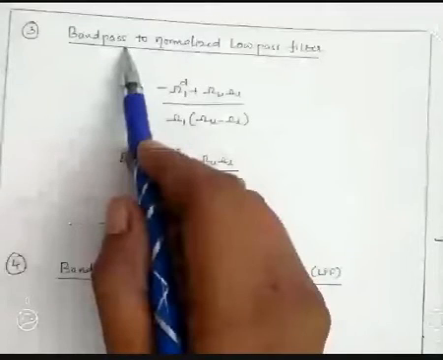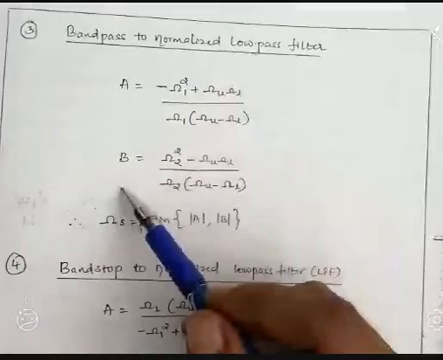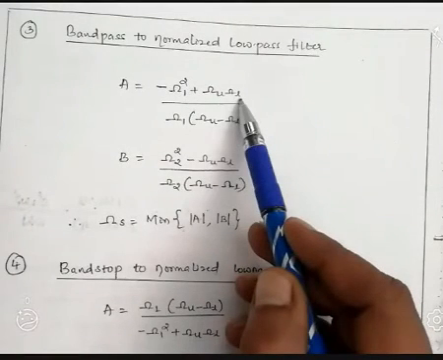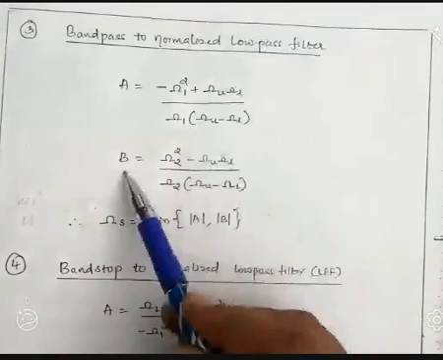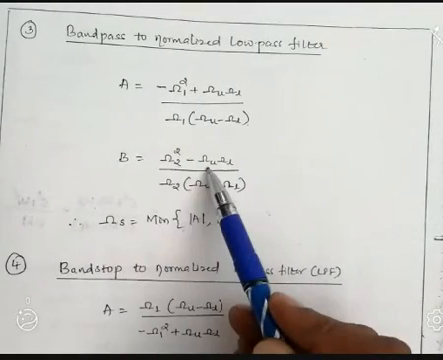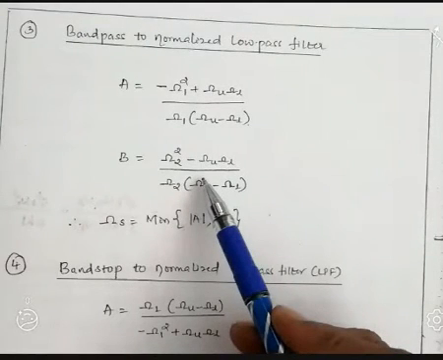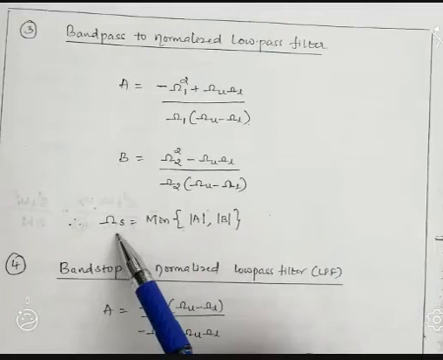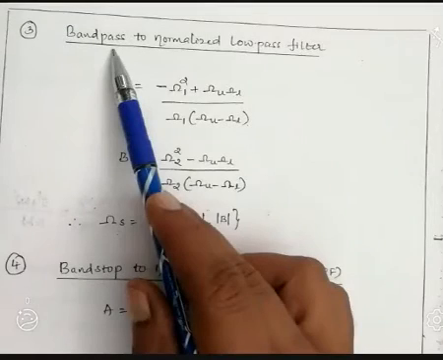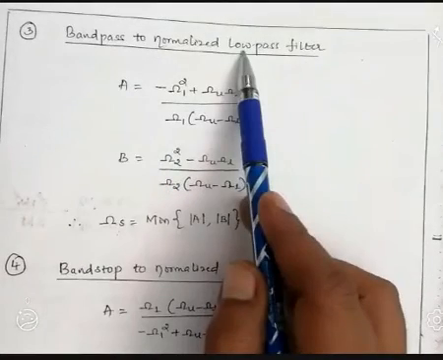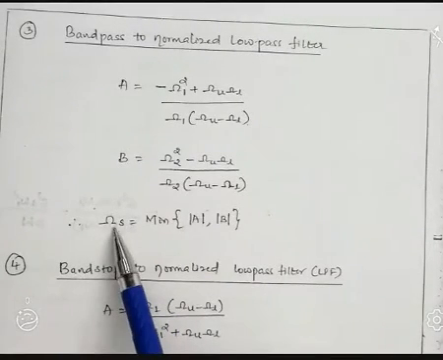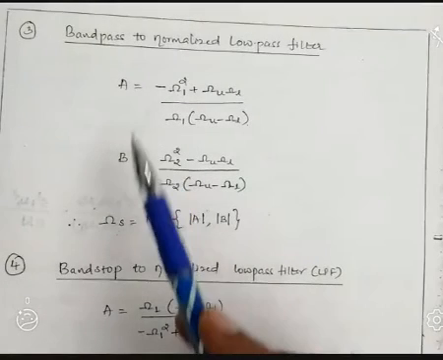Next case is band pass filter of desired frequency to normalized low pass filter, which is done by A equal to minus omega 1 square plus omega u omega l divided by omega 1 multiplied by omega u minus omega l, and B equal to omega 2 square minus omega u into omega l divided by omega 2 multiplied by the higher band frequency minus the lower band frequency. Then omega s equal to the minimum of these two values is the final equation, with which we convert band pass to normalized low pass filter. Omega s stands for the cutoff frequency of the normalized low pass filter.